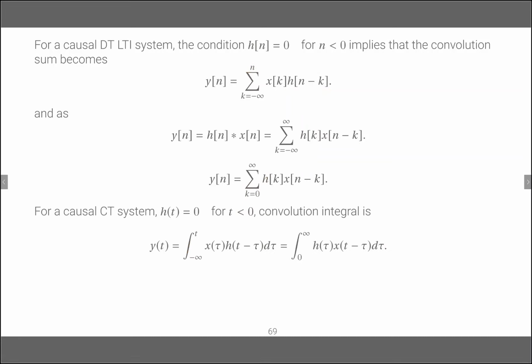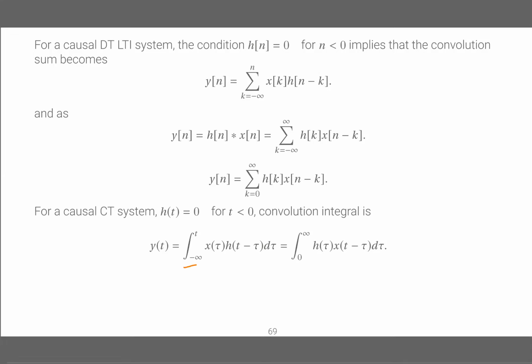For a causal continuous-time system, h(t) equals 0 for all t less than 0, so the convolution integral is y(t) equals the integral from minus infinity to t, not infinity, of x(tau) h(t minus tau). You can write infinity, but it is not required because anyway it will be 0. So, the integral from 0 to infinity of h(tau) x(t minus tau). So this is similar to this, and this is similar to this.